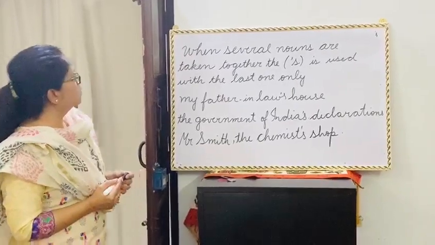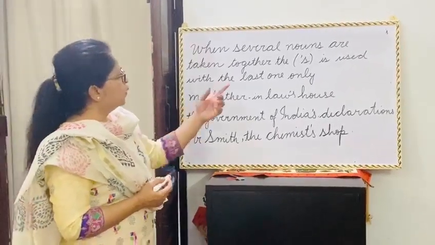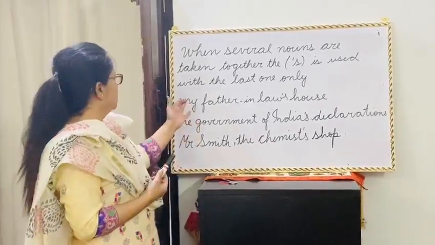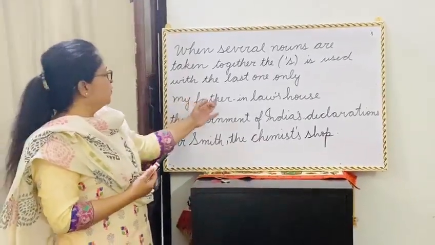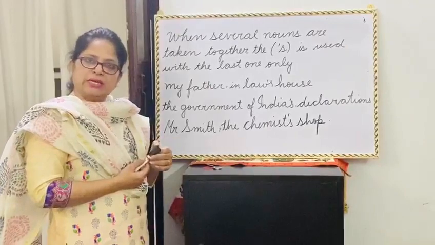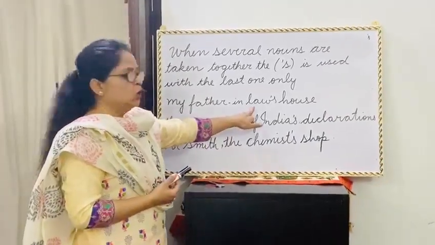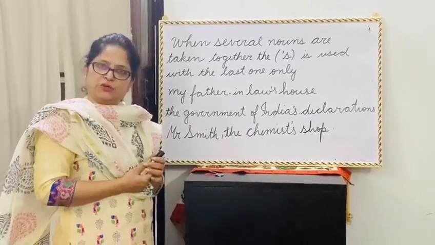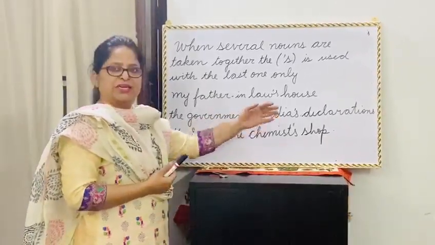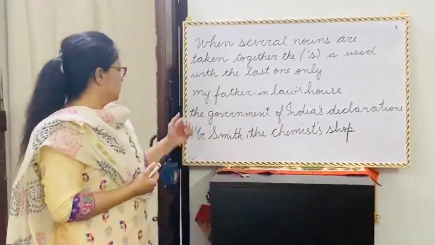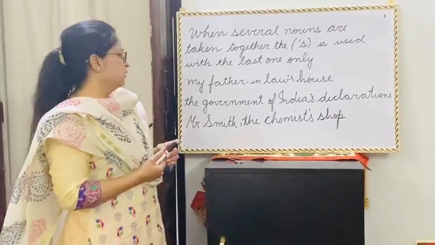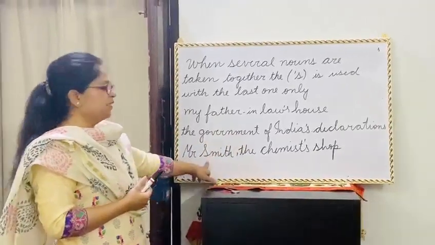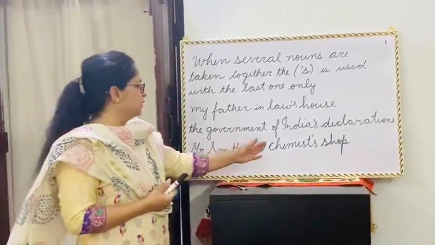When several nouns are taken together, the apostrophe s is used with the last one only. For example, my father-in-law's house. We put an apostrophe s with law. The next one, the Government of India's declaration. Here also we put an apostrophe s with India. The third one, Mr. Smith, the chemist's shop. Again, we don't put an apostrophe s with Smith, but we put an apostrophe s with chemist.